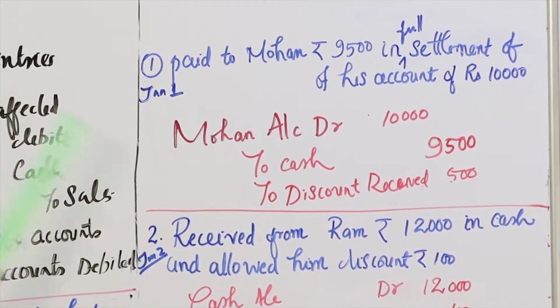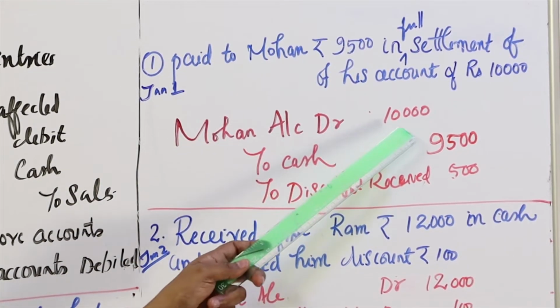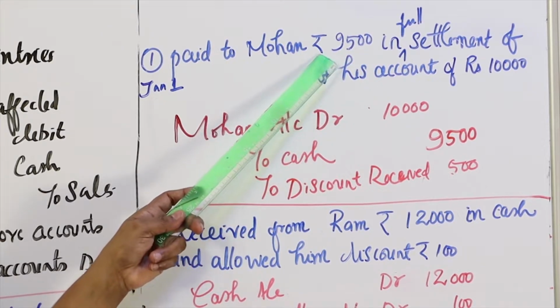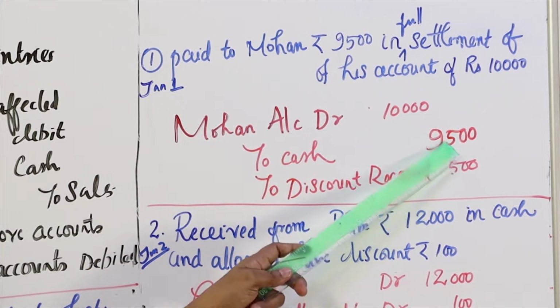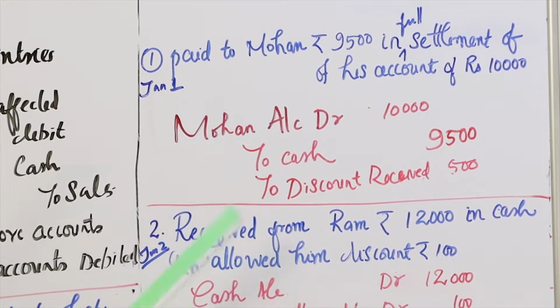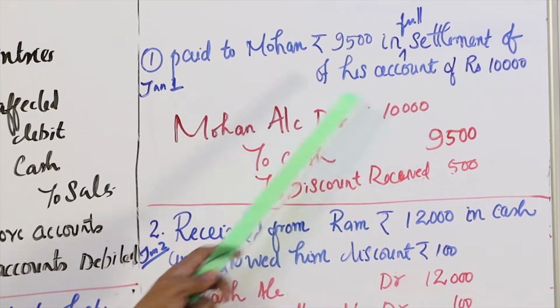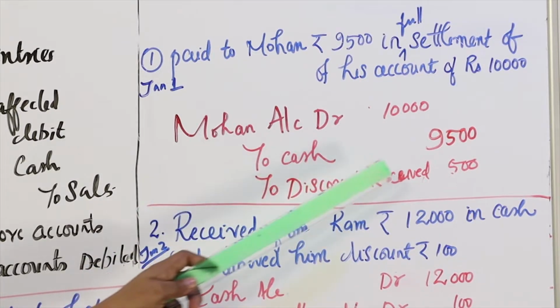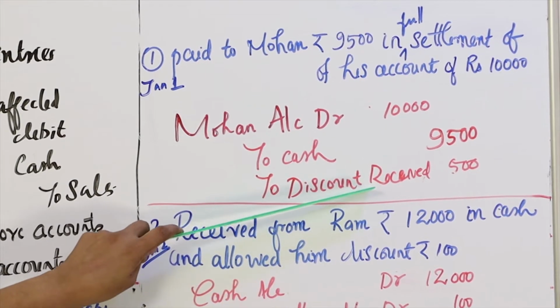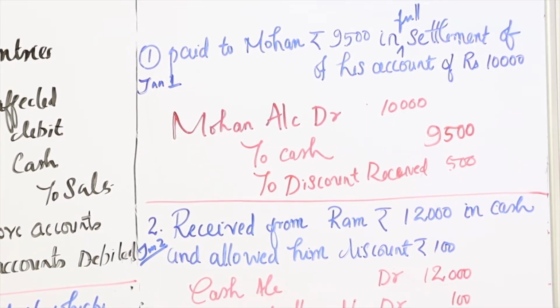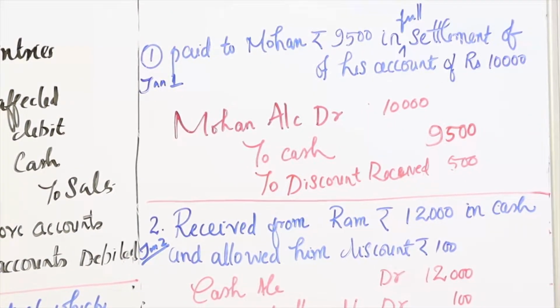Okay, so how to generalize this? Actually, payable to Mohan is 10,000. So Mohan account is debited, cash is decreasing because we are paying cash 9,500, and the balance 500 is discount received account. So Mohan account debit 10,000, to cash account credit 9,500, to discount received 500. We paid only 9,500 and received a discount, so it is credited, and discount received is an income for us, so it must be credited.